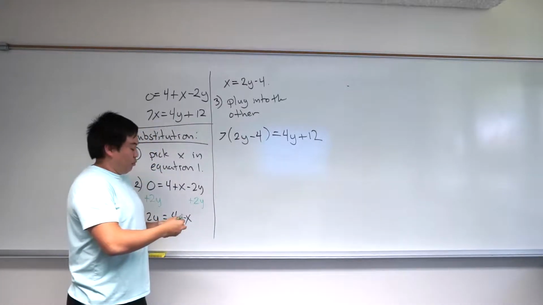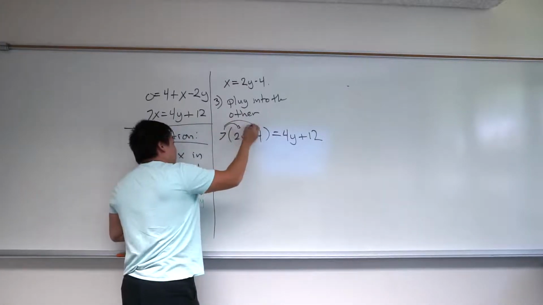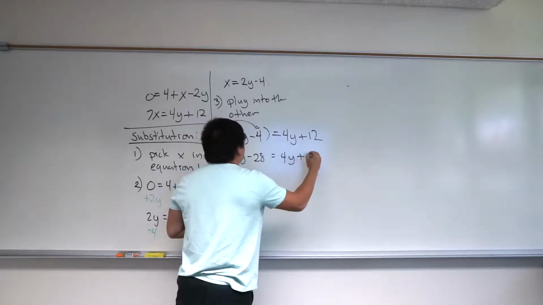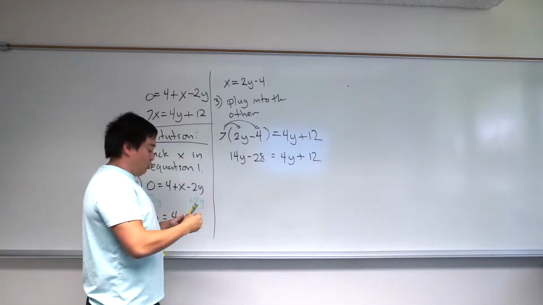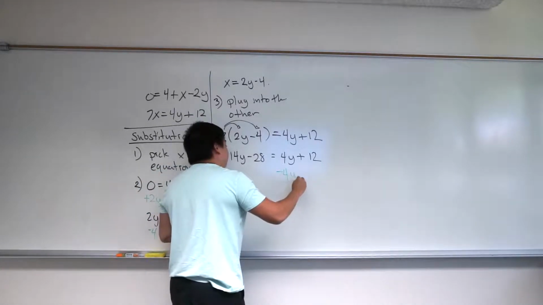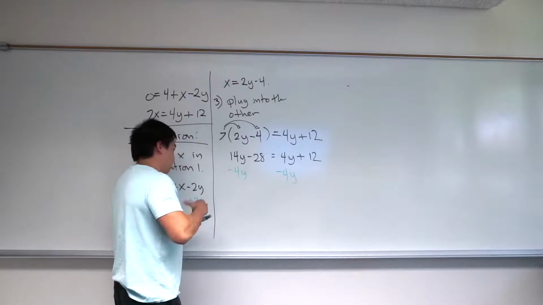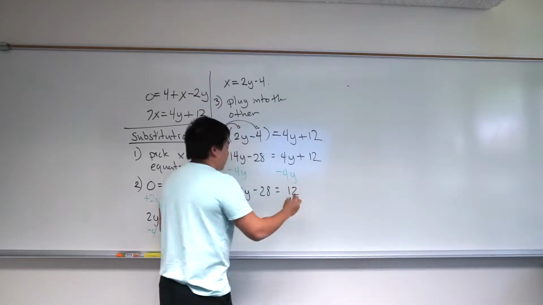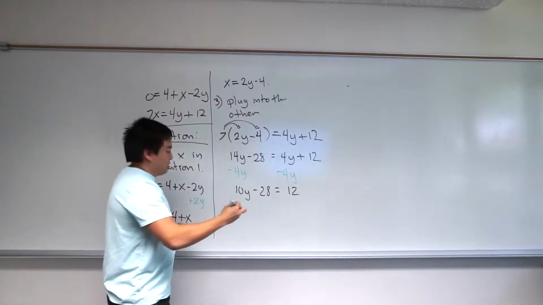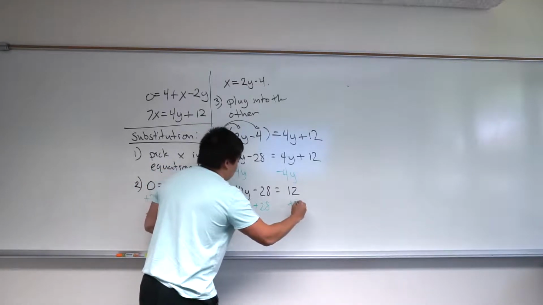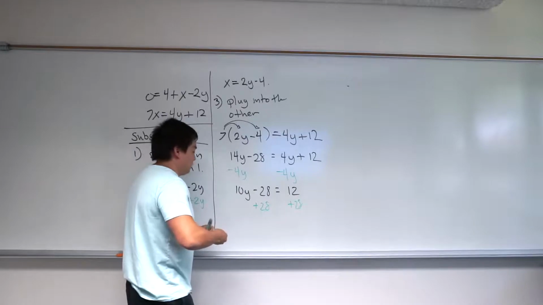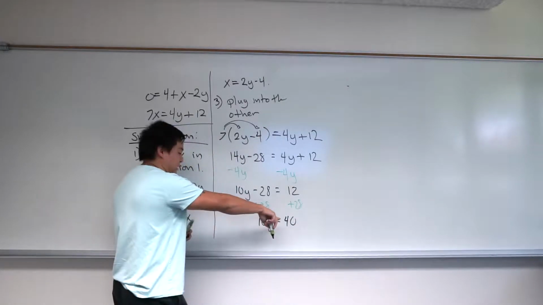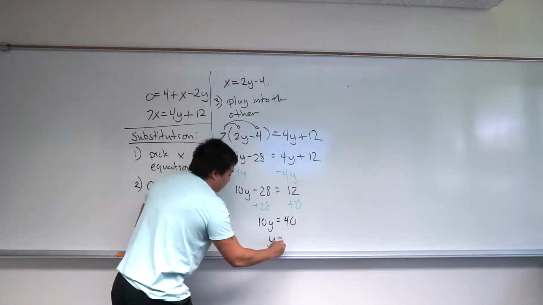If you look at this new equation, it's set up so that we only have y variables left. So now we can solve for y by distributing the 7: 14y minus 28 is 4y plus 12. Bring the y's over to one side by subtracting 4y. So we get 10y minus 28 is 12. Add 28 to both sides. So we get 10y is 40. Dividing both sides by 10, we get y is equal to 4.